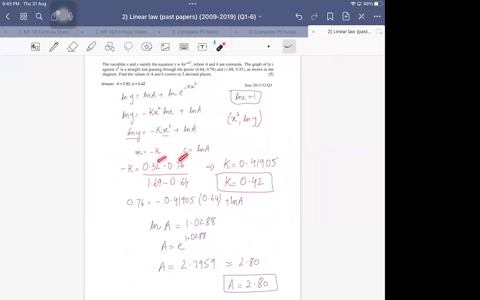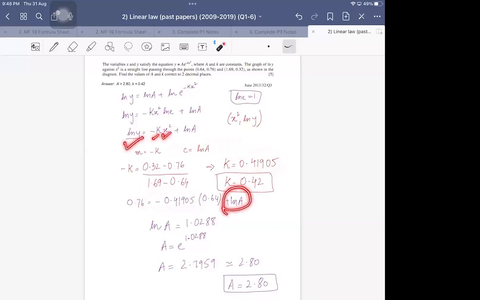So 0.32 minus 0.7, we have got k, then we have substituted one of the coordinates. In place of ln y, I have substituted 0.76. In place of x square, I have substituted 0.64. And the value of k, if I've substituted this, then it was minus k. So over here, it's minus 0.41905. Substituting k, substituting x square, substituting ln y.